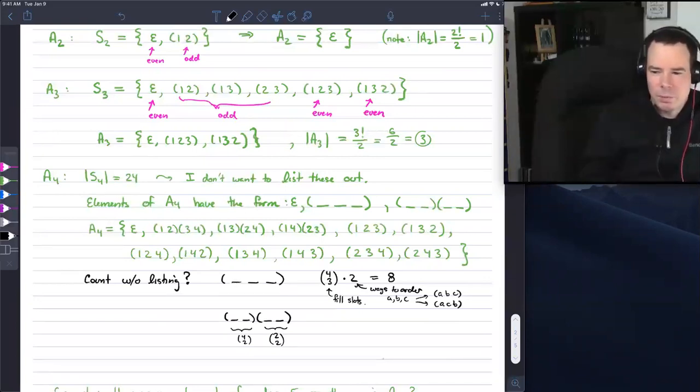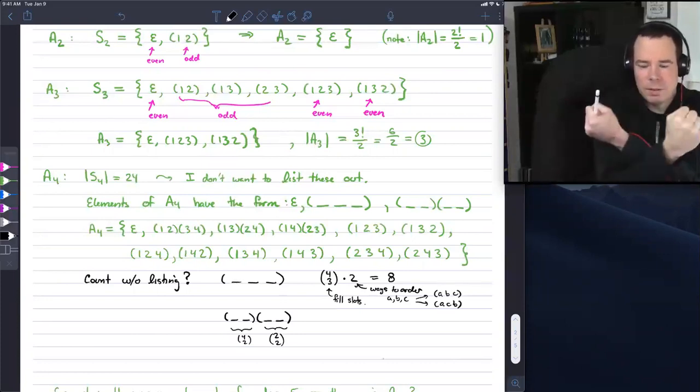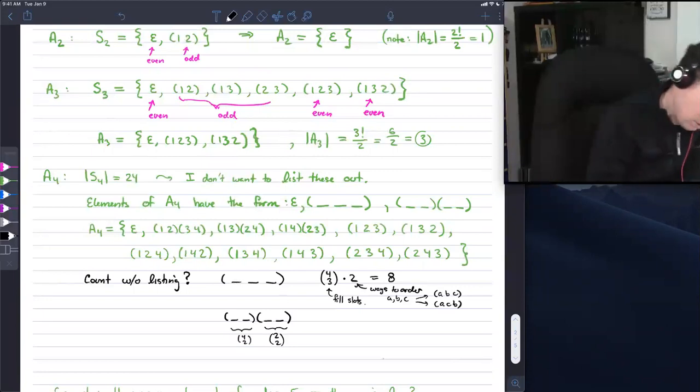So I have to realize that when I count in this way, I'm overcounting by 2 because the order in which I write the permutations doesn't matter. So this overcounts by 2, and order doesn't matter. So i.e. (1 2)(3 4) is the same thing as (3 4)(1 2).